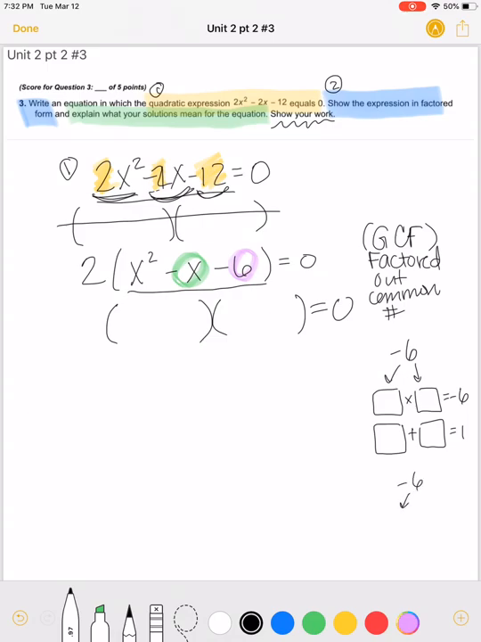Negative 6 can be broken up into 1 times negative 6, or negative 6 times 1. So those will both follow the multiplication rule, but neither of those will be able to add together to equal 1. So those won't work. So we'll keep going. So what about 2 and 3, or negative 2 and positive 3? Okay, so those both multiply to give us negative 6. We're good on that. But only one of those will add together to give us a negative 1.